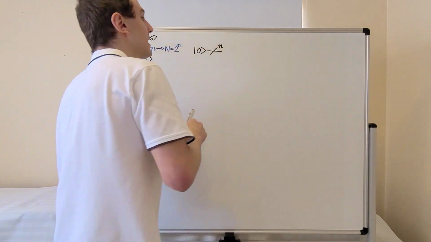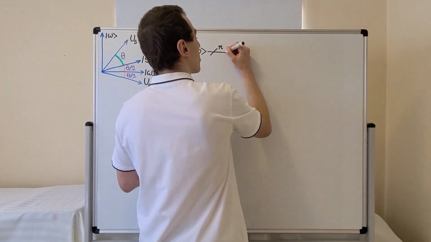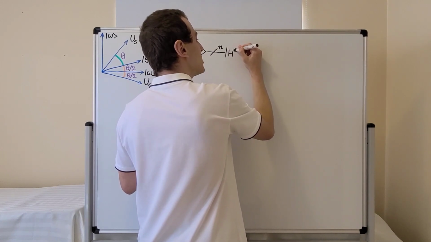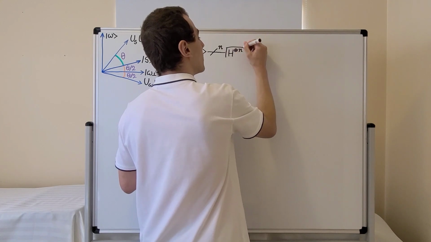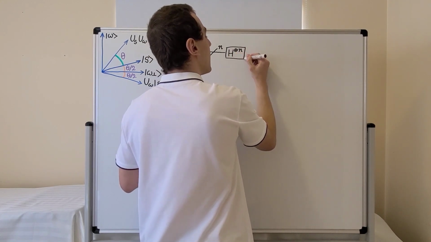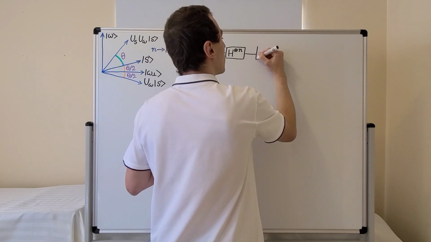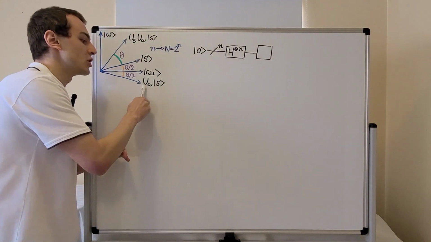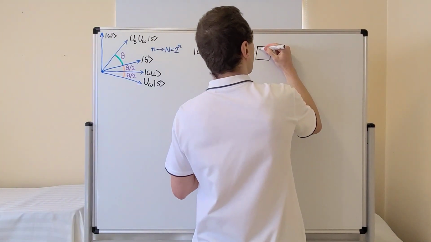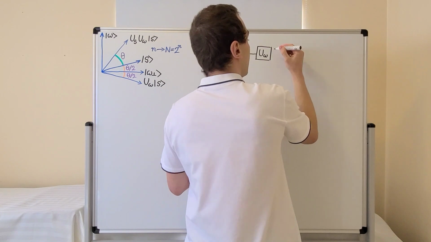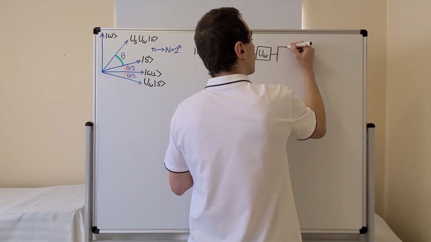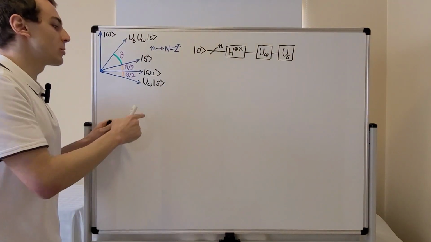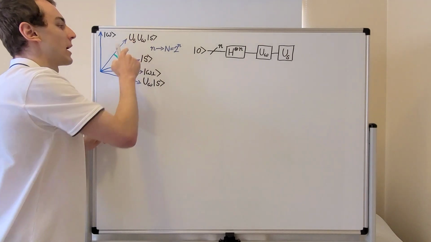So the next step is to apply the Hadamard to each of these qubits. And we can denote that by H with a little tensor product and then little n up here. So that's the Hadamard gate. And after we do that, we're going to apply the unitary transformation denoted by U_omega. And after U_omega, we're going to apply U_s. So just like in our geometric visualization, first we apply U_omega, and then we apply U_s.